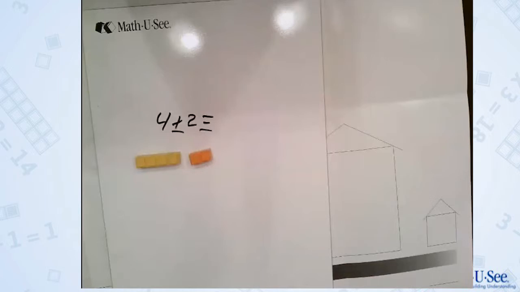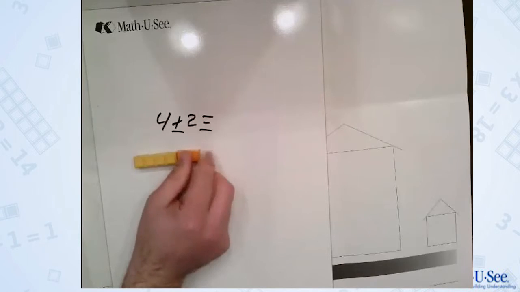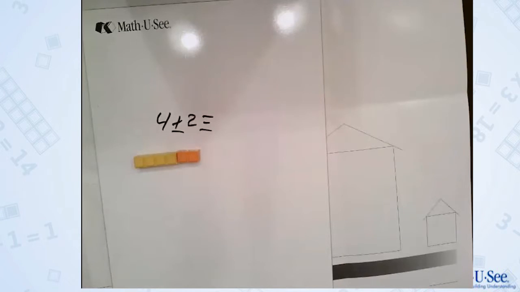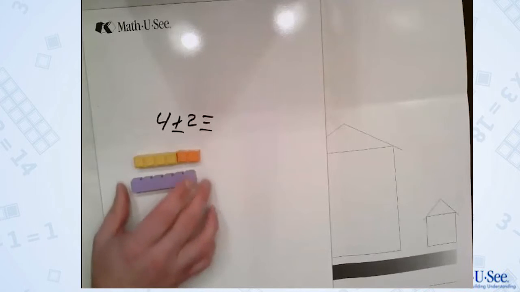And so we talk about how plus really means to combine something, and when we combine something, we push those things together. Equals really means the same as. So what number is the same as 4 combined with 2? We don't want them to count, but we want them to try a few things. And eventually, they're going to choose the 6 block.